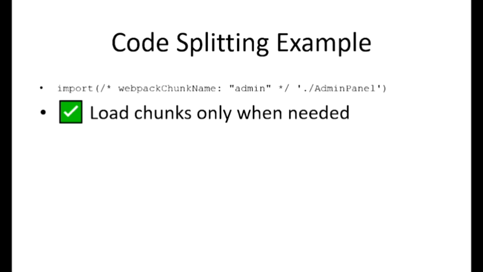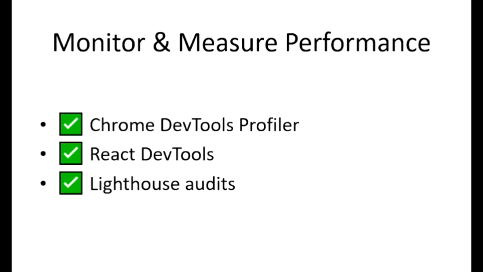Then the next tip is to use auditing tools, like monitoring and measuring tools. You should use the Chrome DevTools Profiler. There are lots of monitoring tools available at the browser level. If you are working on Chrome, then you can use the DevTools Profiler. Then you can use React DevTools. You can use Lighthouse audits. All these can make the life of a developer much easier in terms of understanding performance.